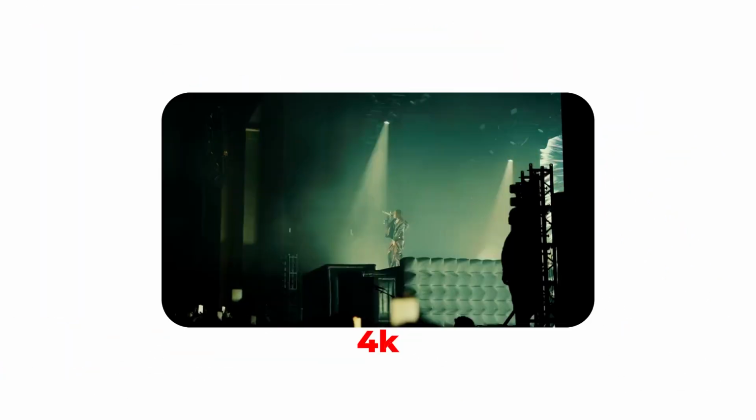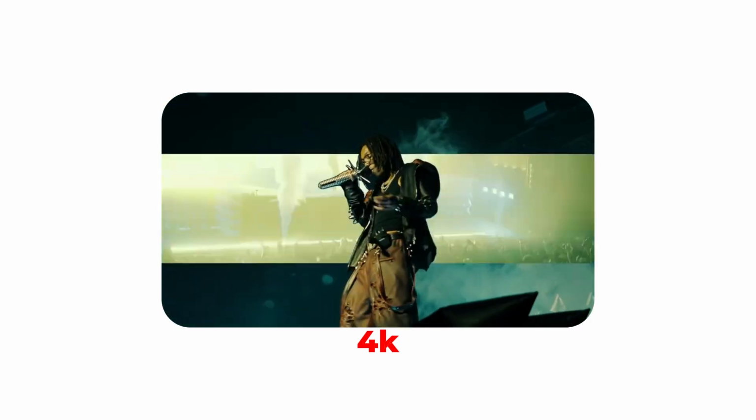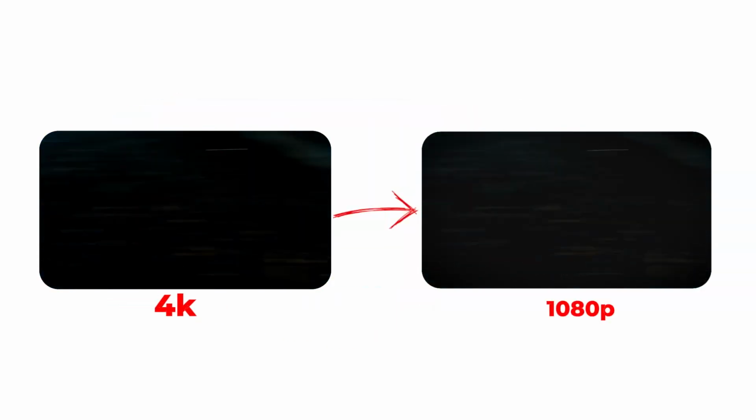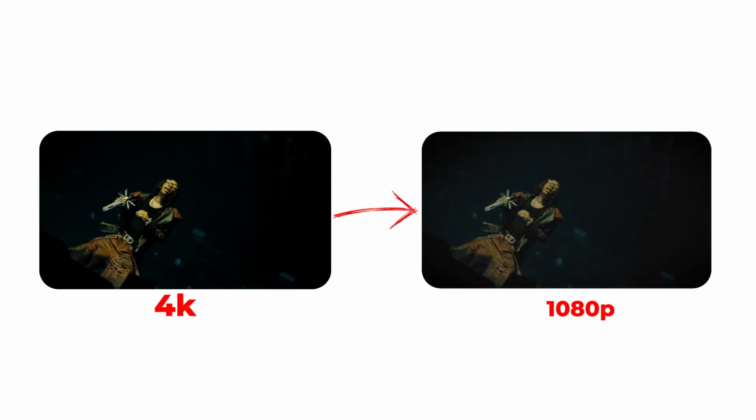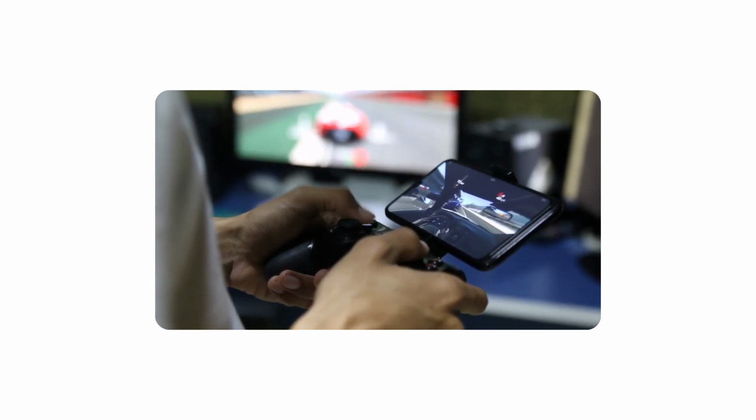Thermal and power. High-res shooting or long video heats the phone and can force it to lower quality to cool down. That's why sometimes a phone drops from 4K to 1080p after a while. Long game stream recordings may stop or lower quality as the phone gets hot.